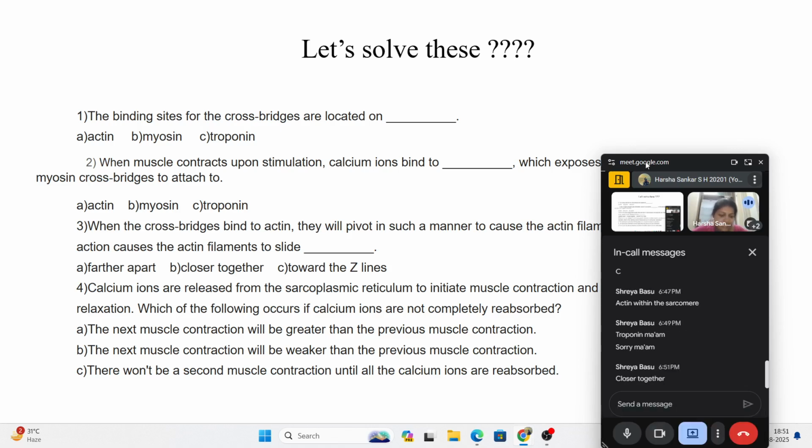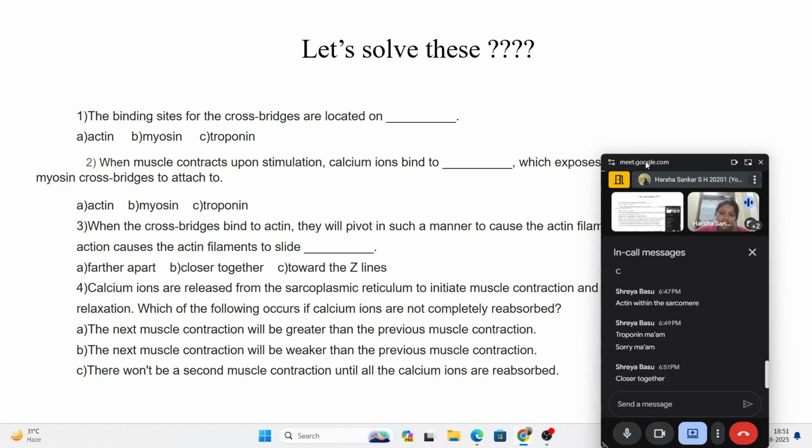Yeah, correct answer is closer together only. They help the sliding to happen and pull the actin closer together, away from the Z line, not farther apart. It will always bring the actin closer together.